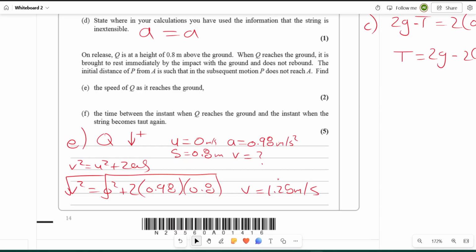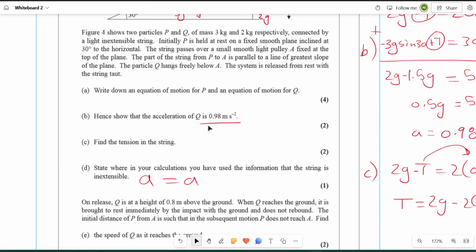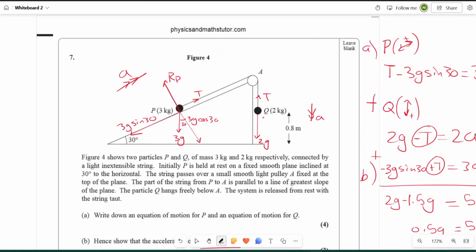Now, part F, we need to really think about it. It says the time between the instant when Q reaches the ground and the instant when the string becomes taut again. Okay, that's a heavy question. We need to understand what happens. Q is gonna move down. As it's moving down, the string is gonna stay taut until Q hits the ground. When Q hits the ground, the string is no longer going to be taut. It's going to be slack.